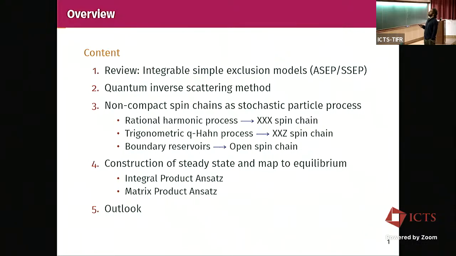There will be several examples. There will be the XXX spin chain, the rational one, which has symmetric hoppings. This we call the harmonic process. And then there will be the asymmetric one, which is called the q-Hahn process, which corresponds to the XXZ spin chain with the asymmetry parameter q. Then we will introduce boundary reservoirs for these types of processes. And in the last part, I will show you how to actually compute the steady state of those models and how to map them to equilibrium. And then I give you an outlook.